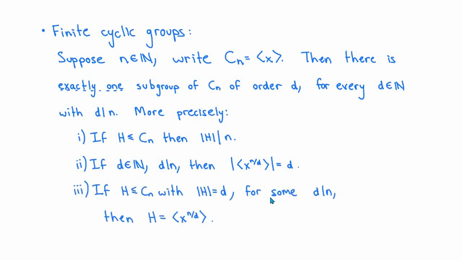Now the third and most non-trivial part of this statement is that if you have any subgroup of Cn with order d, then it has to be the subgroup generated by x to the n over d. Now, that's not to say that you won't be able to find other generators for this subgroup, but the point is that if you find two subgroups of order d inside of Cn, then they actually have to be the same group. At this point, I'd like to go through the proofs of each one of these statements to make sure that we fully understand them.